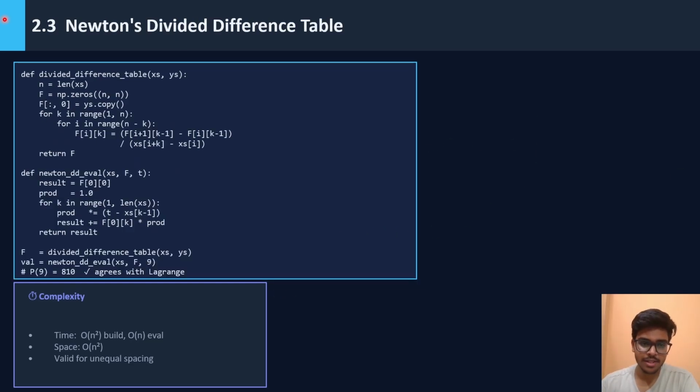Newton divided difference method. In this method, a divided difference table is created first. In the code, a matrix F is initialized and the first column is filled with y values. The nested loops calculate higher order divided difference using previous values. During evaluation, the polynomial is formed step by step using cumulative multiplication terms. The build complexity is O(n) square, evaluation complexity is O(n), and space complexity is O(n) square.